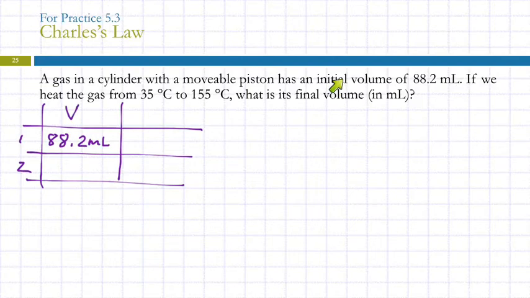So that's the initial volume, and then it says we're heating the gas from 35 to 155. So this is the temperature that we're starting at. This is the initial volume, so those go together, 35 degrees Celsius. And the other one is 155. And then we're asked, what's the final volume? And we conveniently have a blank here for volume, V2, and that's what we're going to be looking for.